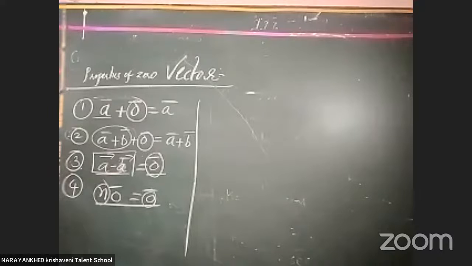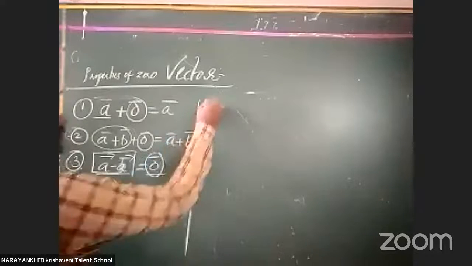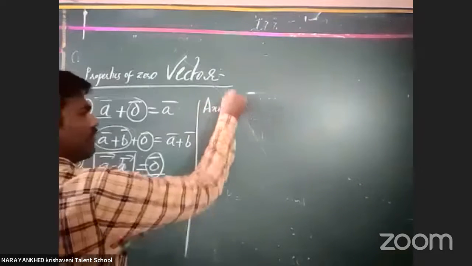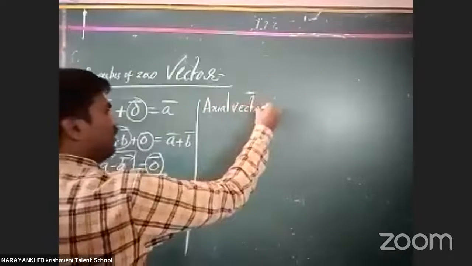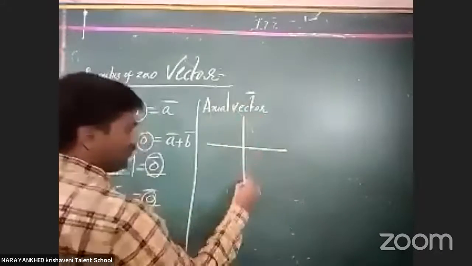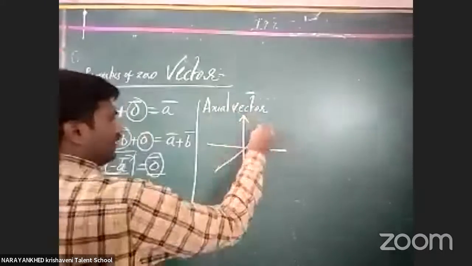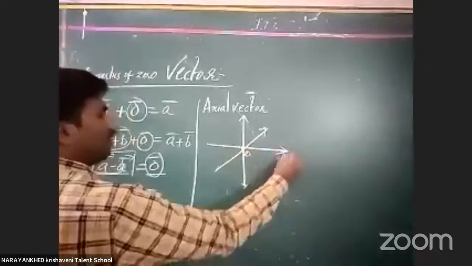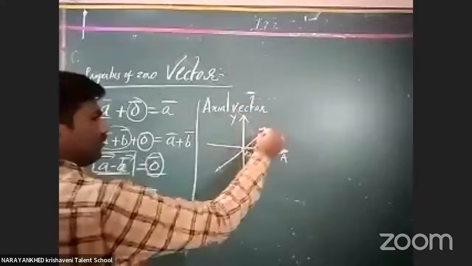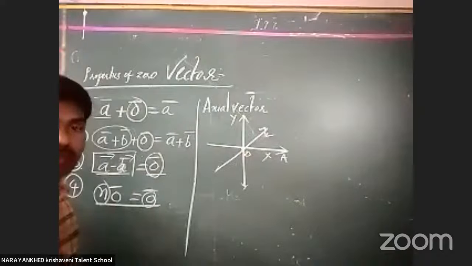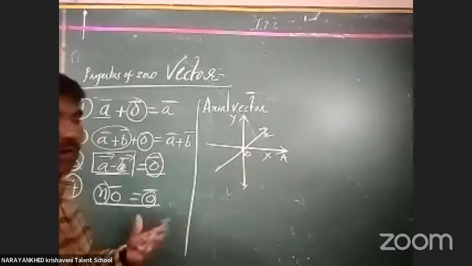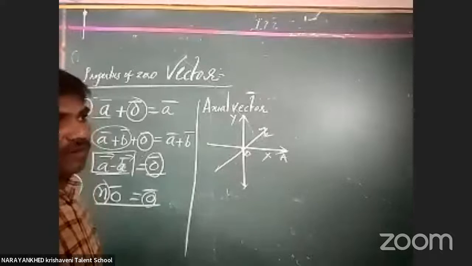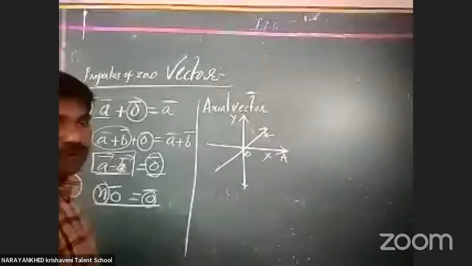All the students, please note down all these properties. Next component is the axial vector, or one-dimensional vector. Which one is called an axial vector? Those which are contained along the axes. We have three axes, starting at the origin and moving along either the x-axis, y-axis or z-axis. Vectors along the axis are called axial vectors. I hope you understood.